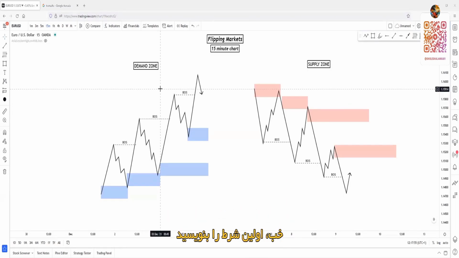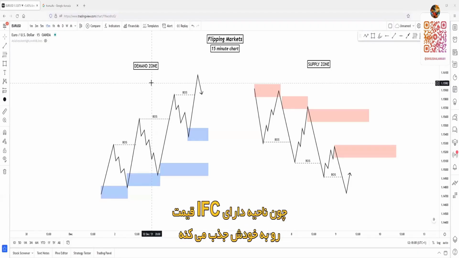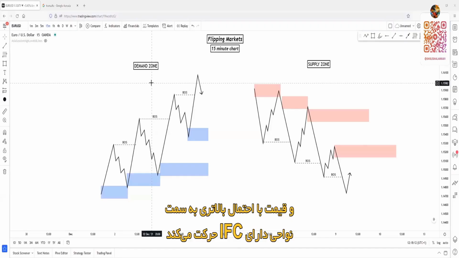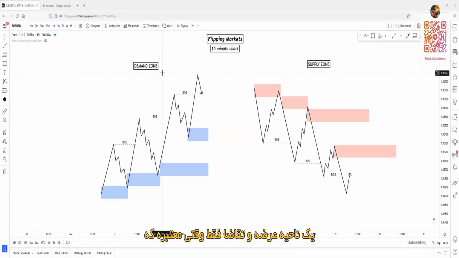Okay, so the first criteria, write it down, is it has to create inefficiency. We call it IFC from now. Without inefficiency, the zone would be less valid, because zones with IFC attract price. So price has a greater chance to tap the zone with IFC than without IFC. The next criteria is, it has to break structure or change character. A supply and demand zone will only be valid if it breaks structure or an opposite side zone.